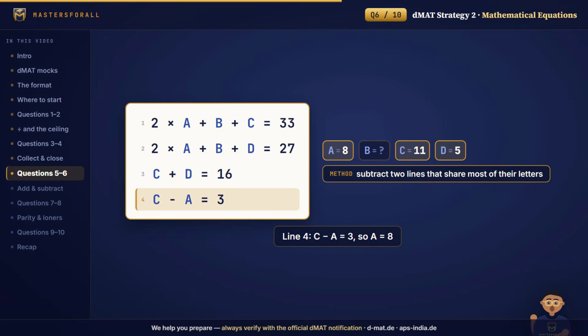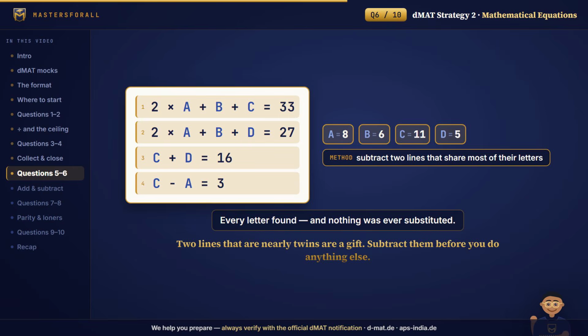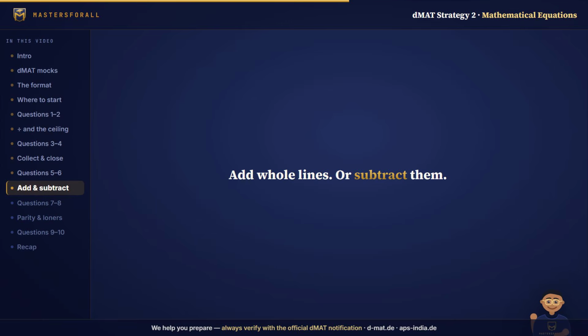Line 4, c minus a is 3, so a is 8. And back into line 1, 2 eighths is 16 plus 11 is 27, so b is 6. Every letter found, and you never substituted anything into anything. Two lines that are nearly twins are a gift. Subtract them before you do anything else. That is the pair of moves nobody teaches.